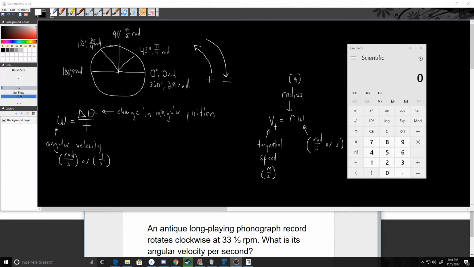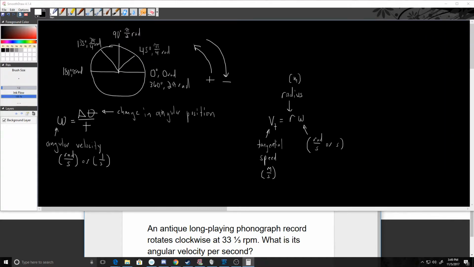However, when we're talking about circular motion, we're talking about changes in movement around a center point of rotation or revolution, so we're going to need to change from degrees to radians. This simply is an easier way to think about movement in a circle.